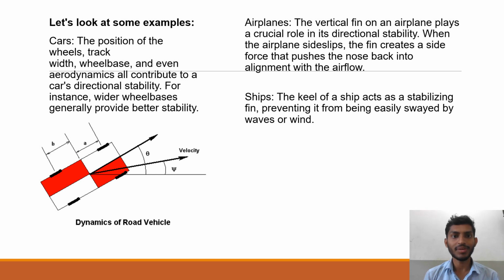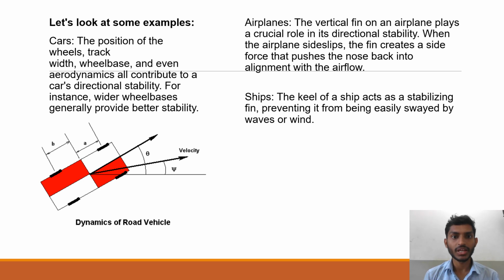Let's look at some examples. First, cars. The position of the wheels, track width, wheelbase, and even aerodynamics all contribute to the car's directional stability. For instance, wider wheelbases generally provide better stability.